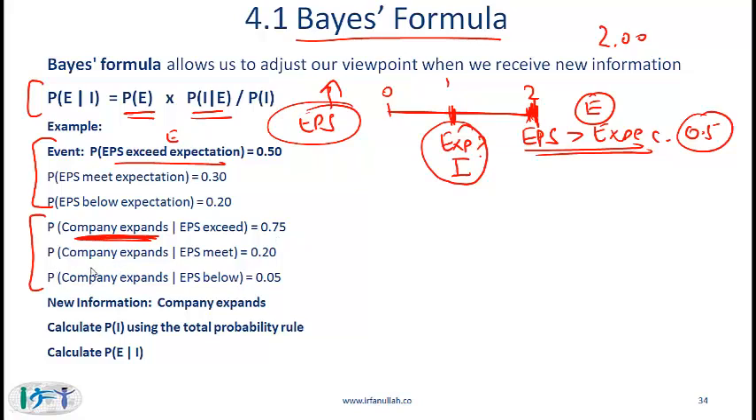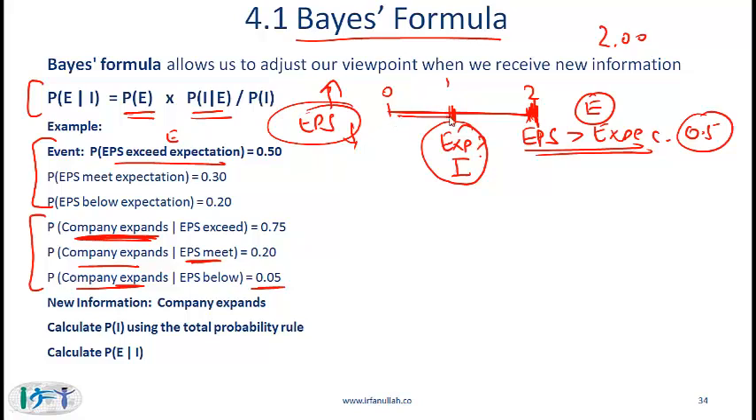The probability that the company expands given that EPS equals analyst expectations or EPS meets expectations is 0.2. And the probability that company expands given that EPS are below expectations is 0.05. It should be fairly logical that this number is small, because clearly if the EPS is low or weak, then probability that the company will be expanding is low. So these are your conditional probabilities.